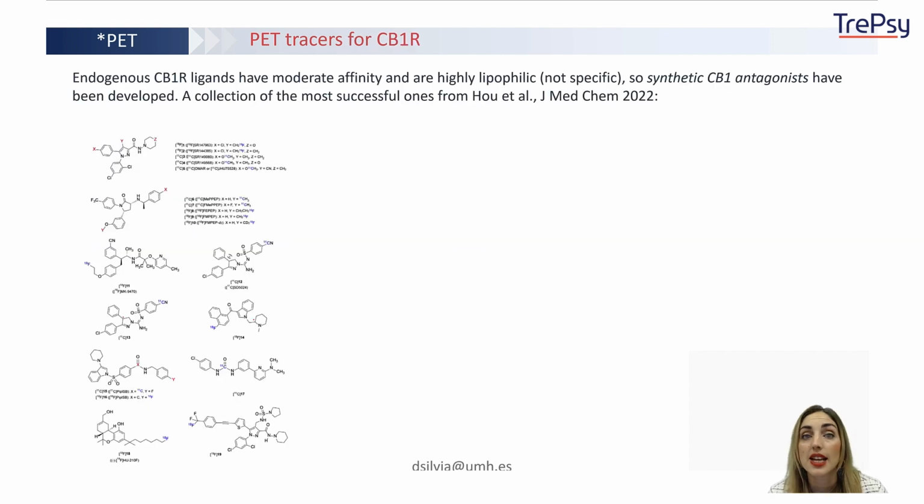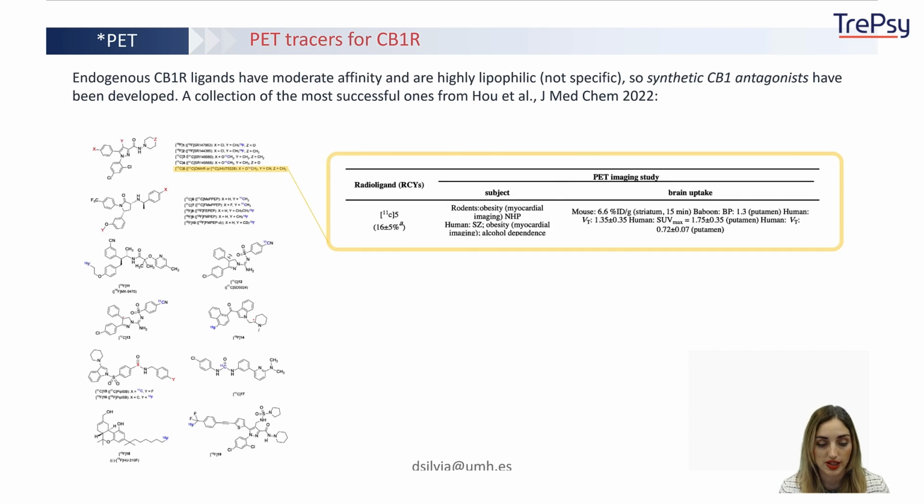Okay, this next slide is a collection from a recent review of proposed PET tracers for imaging cannabinoid receptor 1. It has to be said that endogenous CB1 receptor ligands have moderate affinity and are highly lipophilic, which means that they are not specific. So synthetic CB1 antagonists have been developed over the years. This is a collection of the most successful ones from recent reviews.